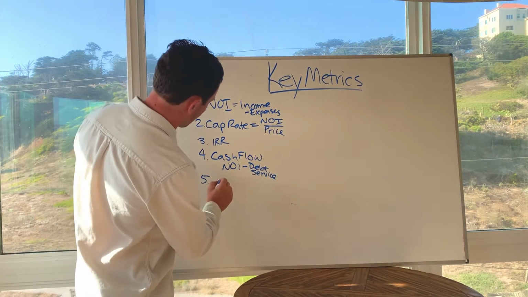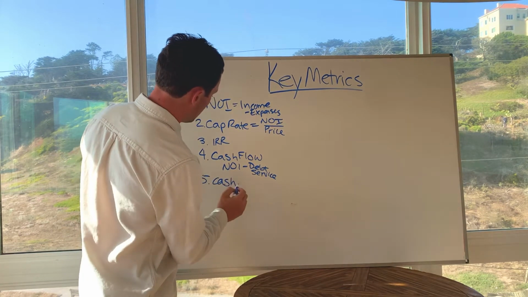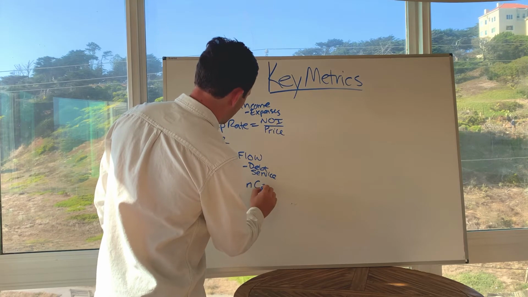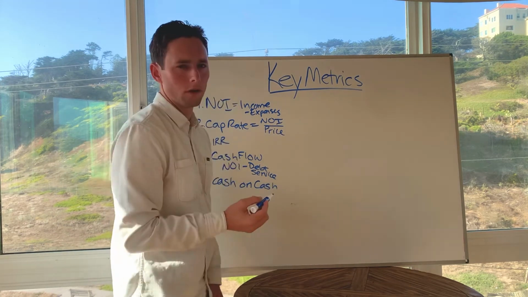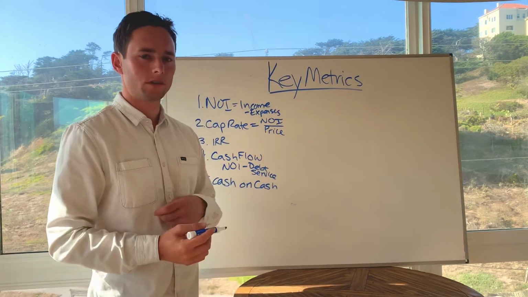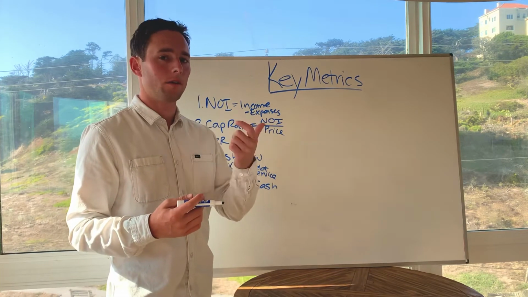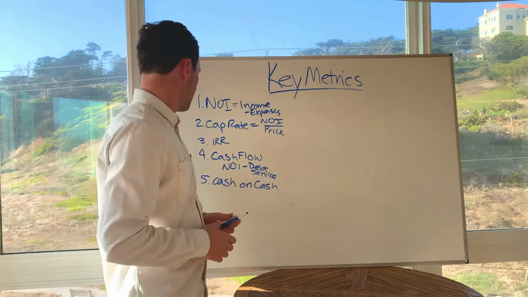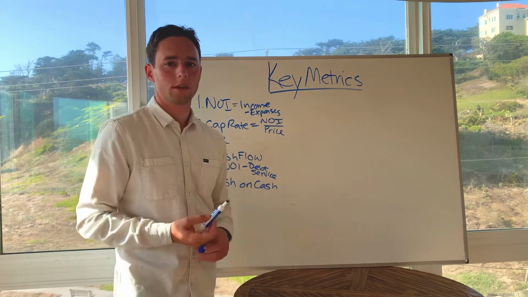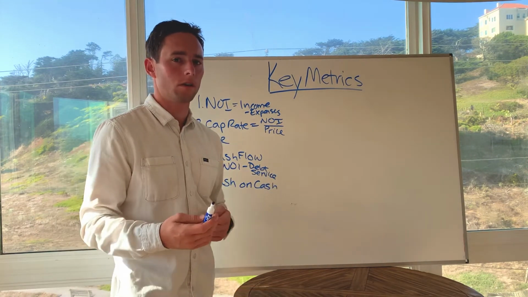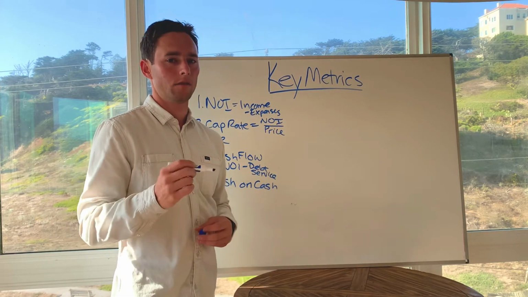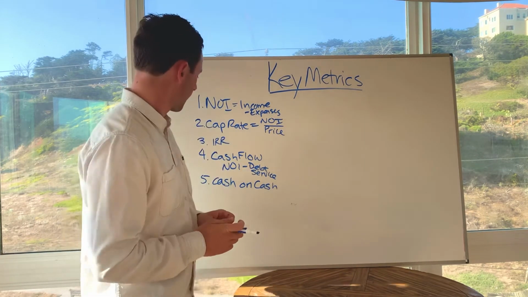Then the next is the cash on cash return. And this is similar to the IRR, except it's more of a current scenario, and this takes into account your down payment, how much money you put into the property, and how much income it is producing. So it shows you for every dollar invested, what percent of a return you are getting annually.